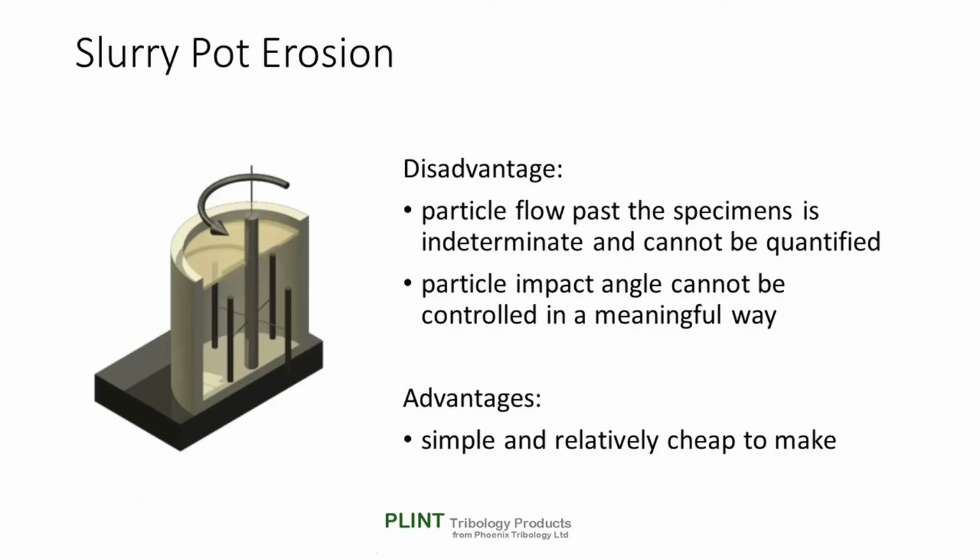In the Slurry Pot Erosion Rig, specimen rods of circular cross-section fixed to the ends of an arm are rotated in a circular container filled with slurry. The disadvantage of this type of rig is that particle flow past the specimens is indeterminate and cannot really be quantified, and the particle impact angle cannot be controlled in a meaningful way. The advantage of this type of rig is that it is simple and relatively cheap to make.